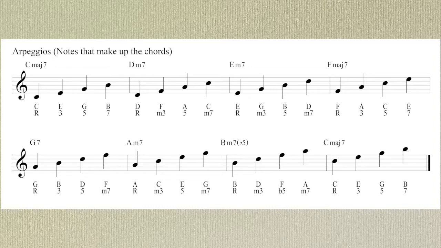D minor 7 is D, F, A, and C, and on a minor chord we have a root, a minor 3rd, a 5th, and a minor 7th. E minor 7 is E, G, B, and D, and again that's root, minor 3rd, 5th, minor 7th.